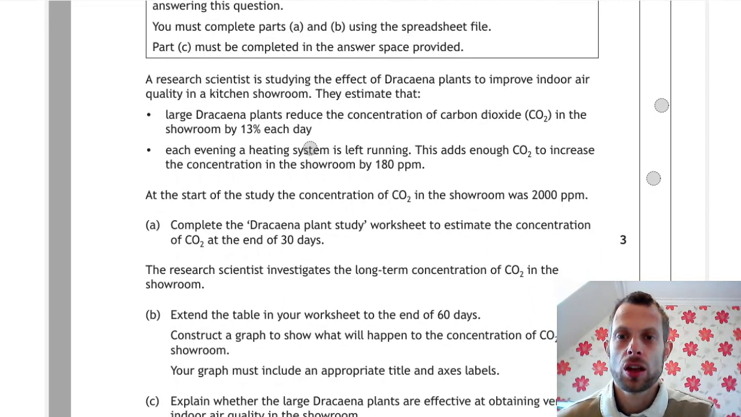percentage change, the percentage decrease per day, followed by an absolute increase.